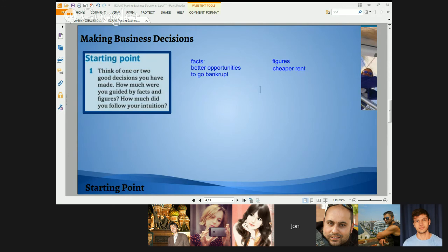Very quiet. Okay. So what we're doing here is we're starting off the unit by talking about different kinds of business decisions, and we're going to try to link these to the kind of business personality that might make one of these decisions. So we've given a few examples, like basing a decision on facts and figures, basing a decision on intuition. Look at this, Andre. Look at this one here.